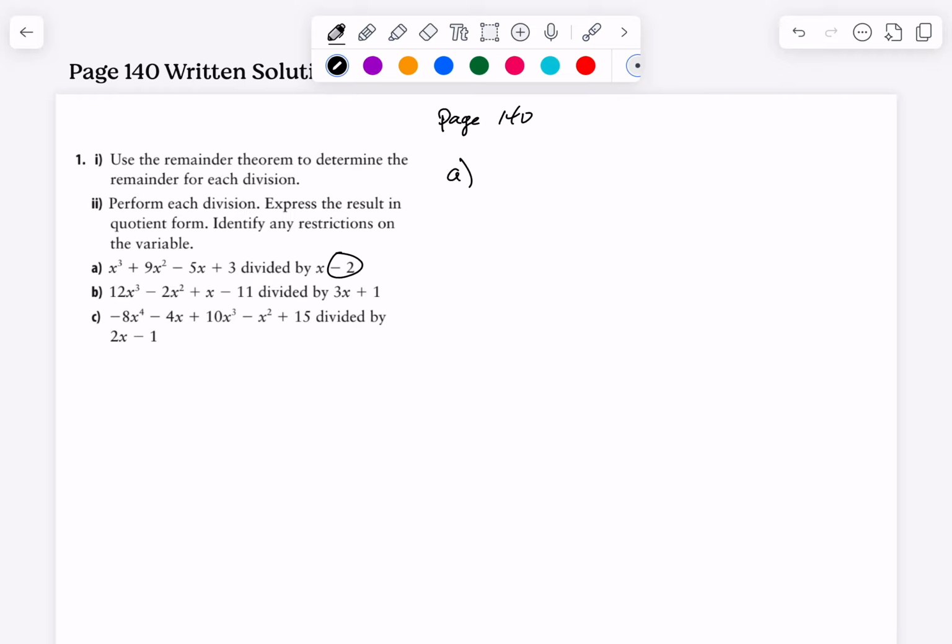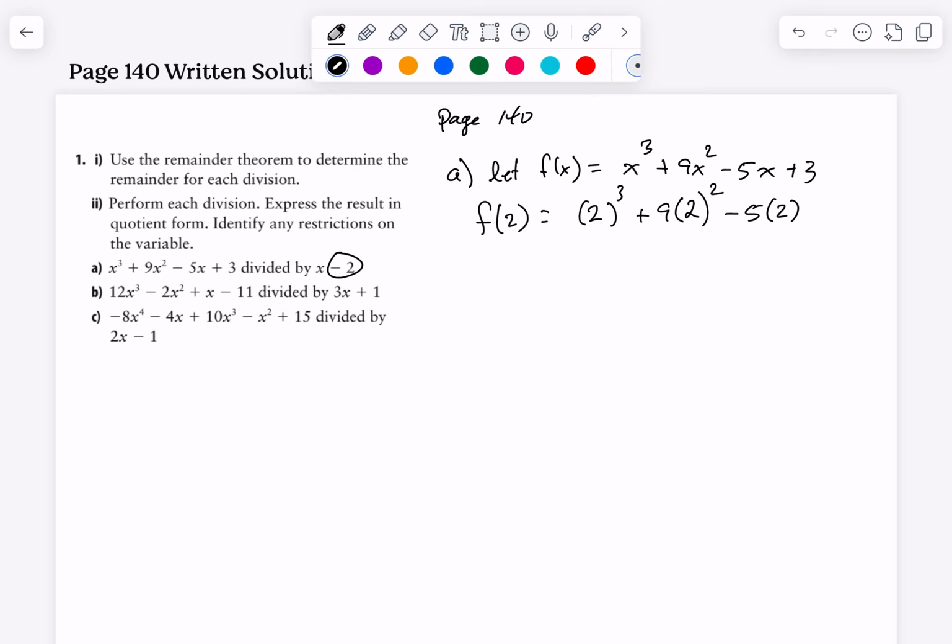What this is asking us to do is, right off the bat, let f of x represent the function we are talking about here: x cubed plus 9x squared minus 5x plus 3. The remainder theorem is asking what the remainder is when I divide x minus 2 into that thing. And so we can evaluate the function at 2. We input 2 into x and then evaluate, and we should get the remainder come out.